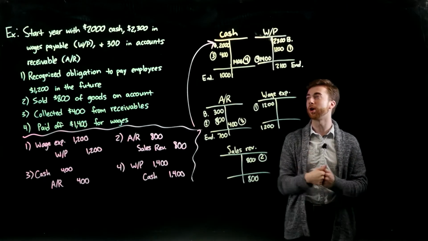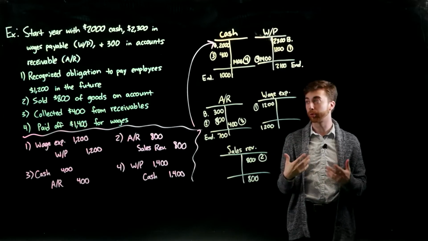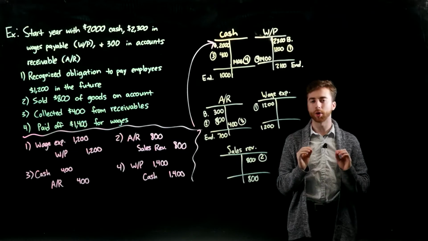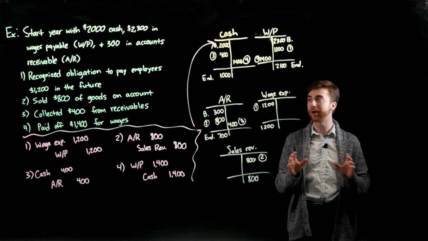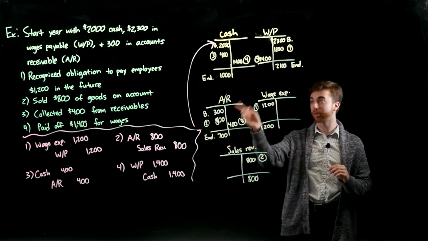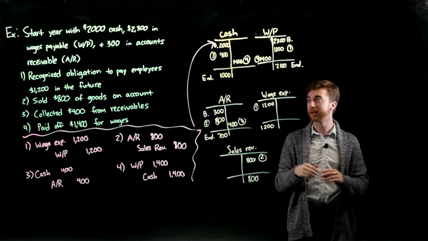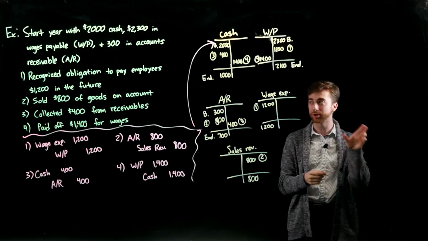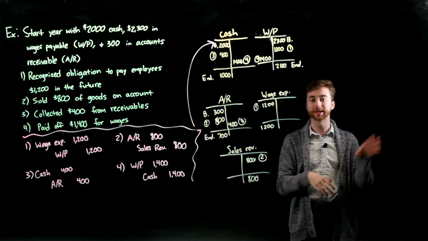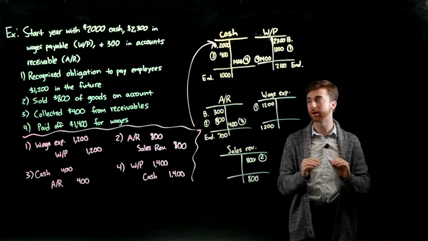So we start the year off with $2,000 in cash, $2,300 in our wages payable, and $300 in our accounts receivable. So already you can see that our accounting equation is balanced out because we have 2,000 assets in cash, and then 300 in assets with the accounts receivable. So 2,300 on the left side of the equation, and then the 2,300 wages payable is a liability. That's what's on the right side. So 2,300 equals 2,300. So we should be good to go as far as that's concerned.